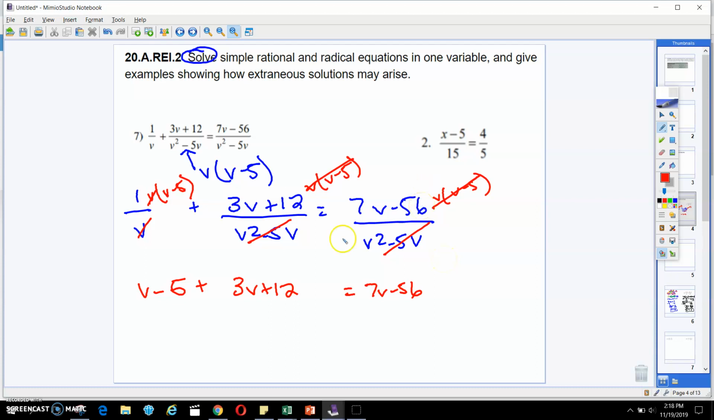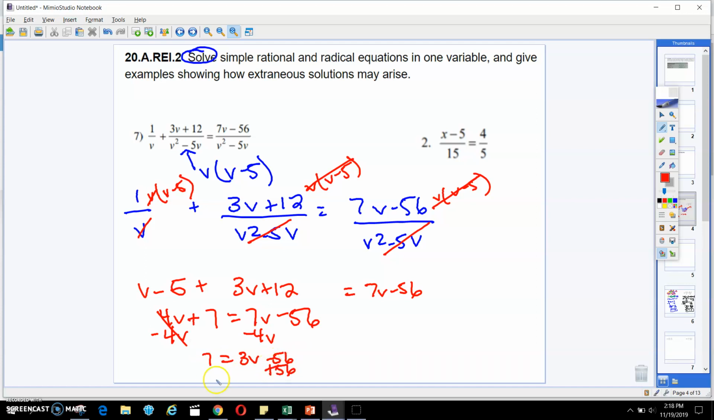Okay. So then I'm going to combine my like terms. So v plus 3v, that's going to give me 4v. Negative 5 plus 12 is going to give me 7. And over here, this is going to stay the same. I'm going to subtract 4v from both sides. That's going to give me 7 equals 3v minus 56.